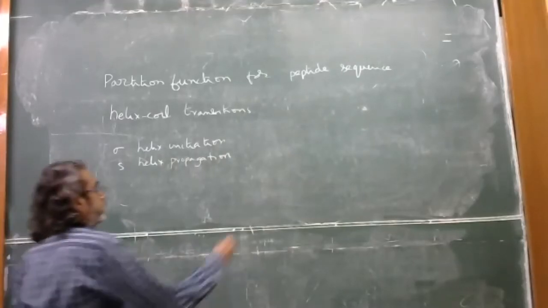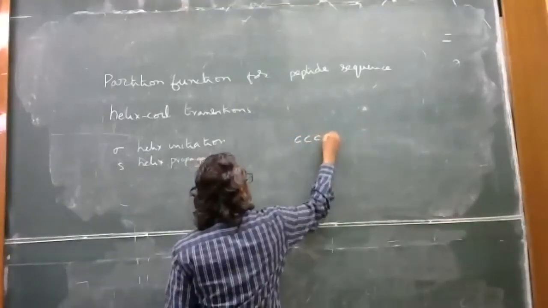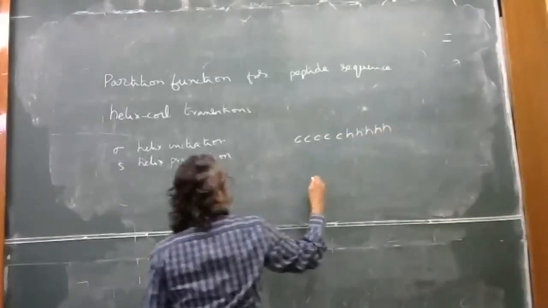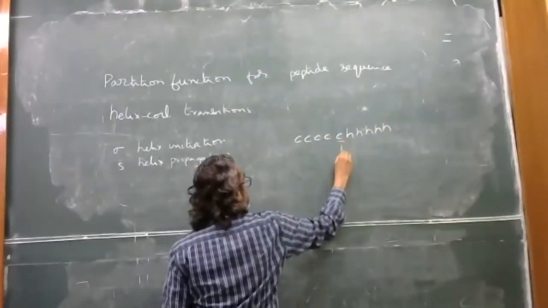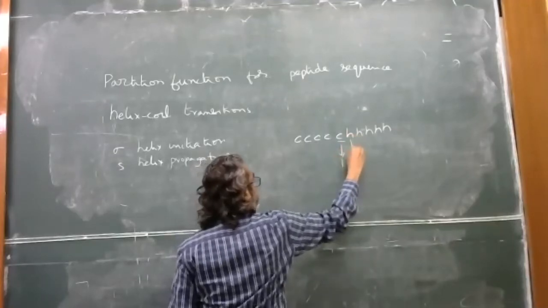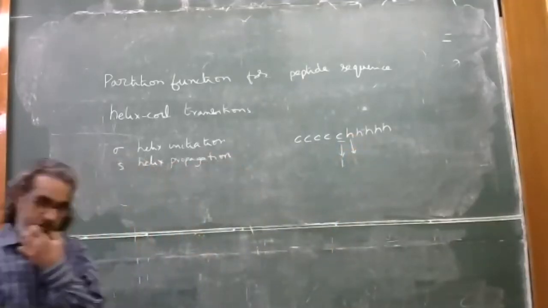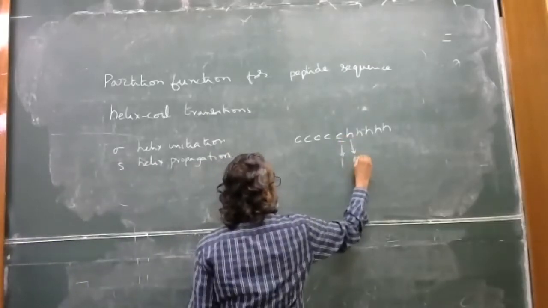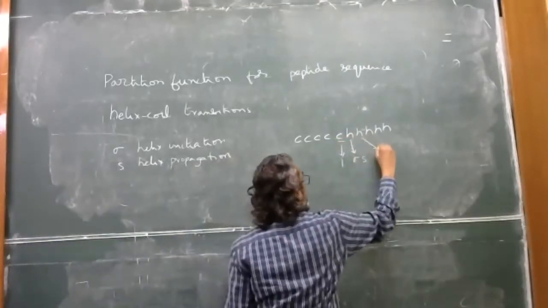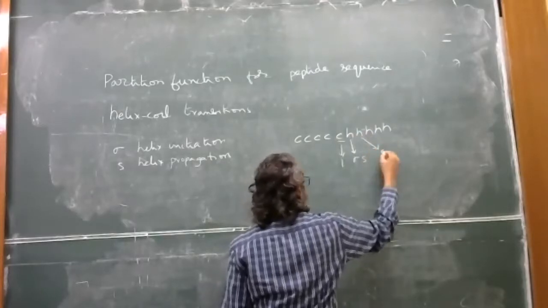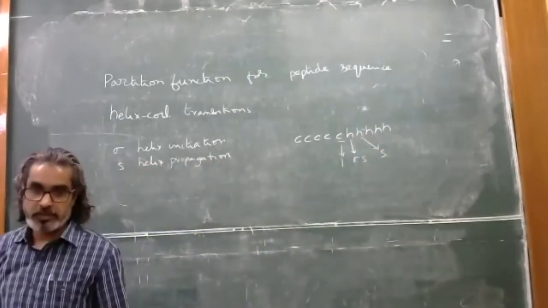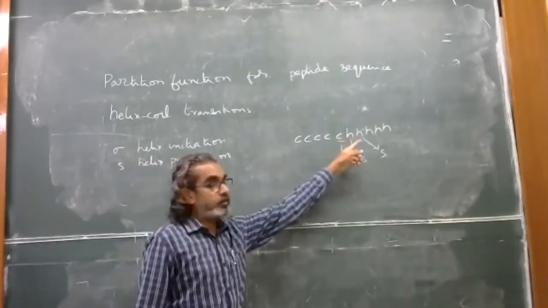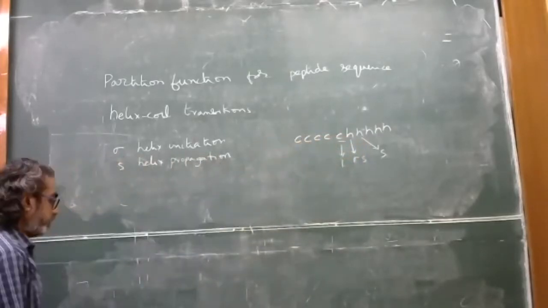So if you have a sequence, C for coil and H for helix, the elementary weight for C is 1, and for the helix residue just after the coil it's sigma S, and for any other helix it's only propagation, so it's S. These are the three terms we familiarized, and for any given configuration you can actually write the partition function.